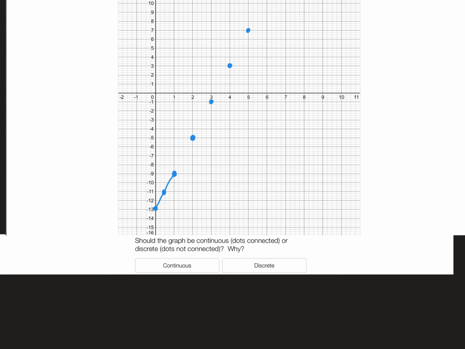So in that case, if we did connect this, what we're saying is that this point is part of our domain and range. And that point is the point 1/2, -11. So that would be saying that there's a term 1/2. And that doesn't make any sense. So because we can't have these fractional terms, we don't actually connect our graph. So it's just discrete points. So the answer to this would be discrete. And again, you can go ahead and type your answer in as to why in the box below.